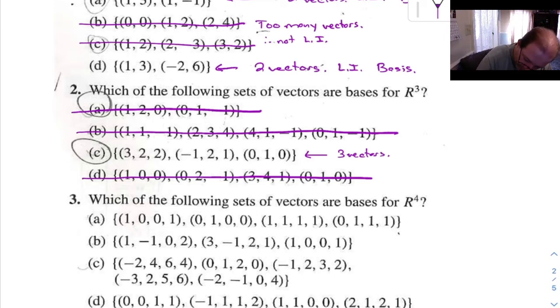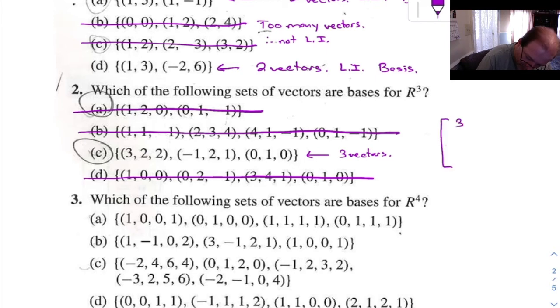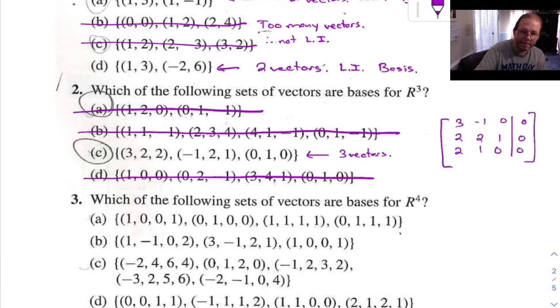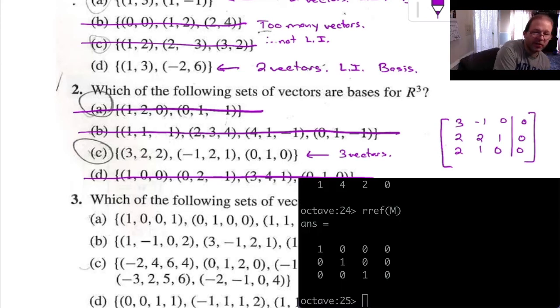The vector that I'm going to deal with here is 3, 2, 2, negative 1, 2, 1, 0, 1, 0. Now there are two things I could do here. I'm going to stick with what we've been doing first and just put that in and see if it has a non-trivial solution.